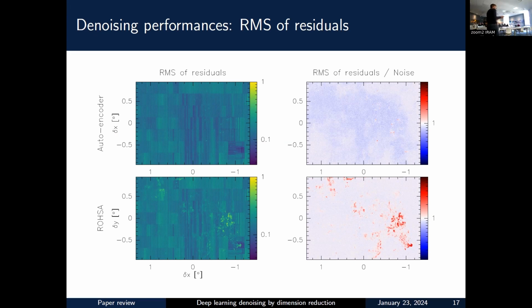So the first one is the RMS of the residuals integrated on the spectral axis for the autoencoder on the first row and ROSA on the second row. We can see that the result when we divide by the dynamic of the noise is really different between the autoencoder and ROSA. In the case of ROSA, we have a lot of signal that appears in the residual, which means that the signal has been distorted during the denoising, which is not very good. In the case of the autoencoder, it is a little bit different. You have some part of the signal here, which corresponds sometimes to outflows or something close to the dense cores, but really less than for ROSA.